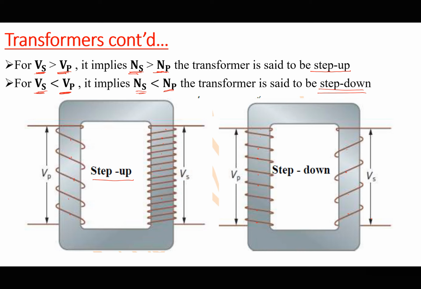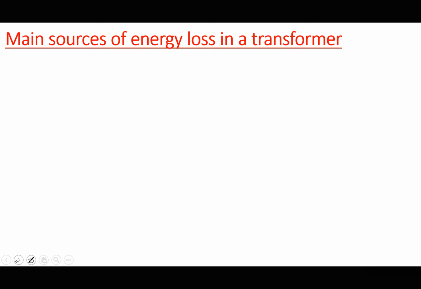Okay, so having mentioned that the efficiency of a transformer can never be 100% unless it is just an ideal case. An ideal case means we cannot practically achieve that. We just assume it were possible. So that means we need to explore what really leads to the efficiency not to be 100% in a transformer. So we shall talk about the main sources of energy loss in a transformer.